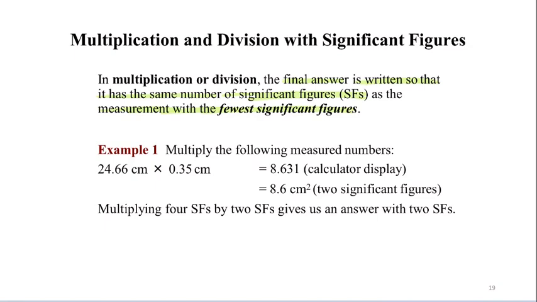So let's say, for example, we are taking two measured numbers: 24.66 centimeters, multiplied by the measurement 0.35 centimeters. When we put those two numbers in the calculator, the calculator display is 8.631. But because the operation here specifically is multiplication, I need to look at the number of significant figures in my measurements.